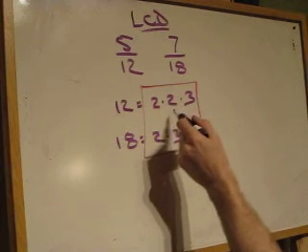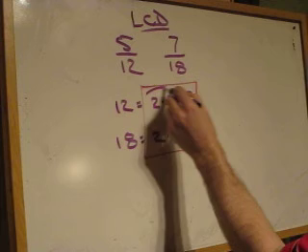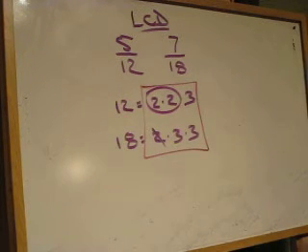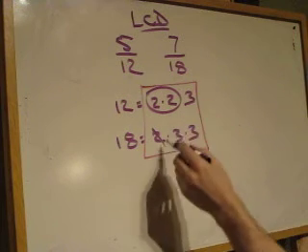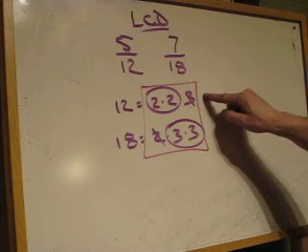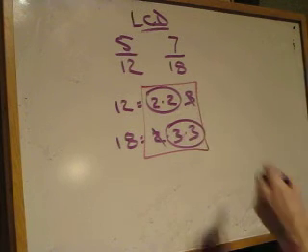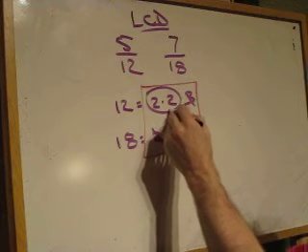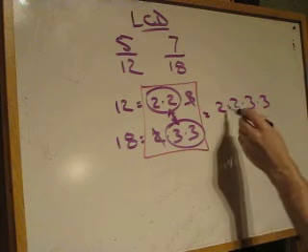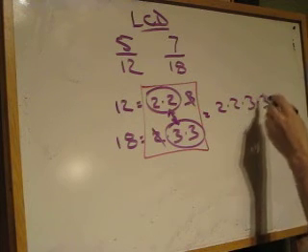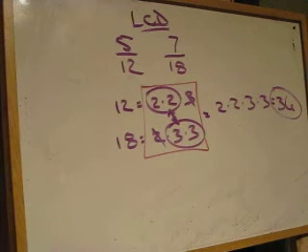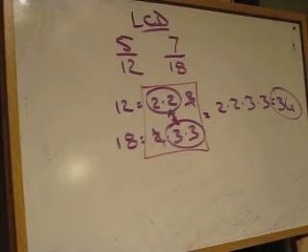So if you look at the 12, the 2 times 2 times 3, I have 2 2's here, but I only have 1 here. So I don't want that one. And I look here, I've got 1 3 here, but down here I have 2. So I want those, but I don't want that one because it only occurs once. Now what I do is I multiply these two groups of numbers together. 2 times 2 is 4, times 3 is 12, times 3 is 36. And that is my least common denominator.